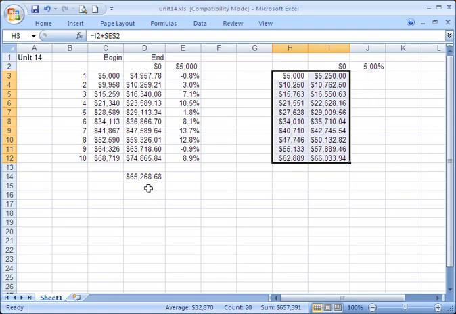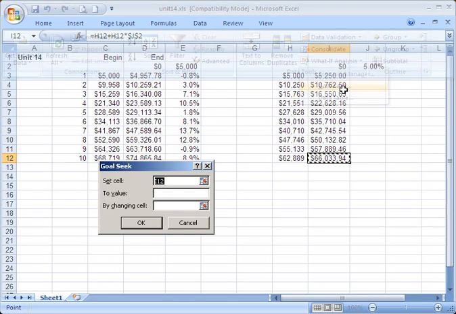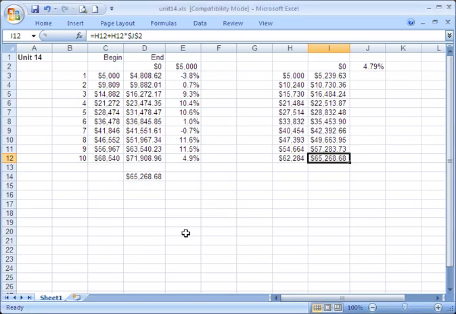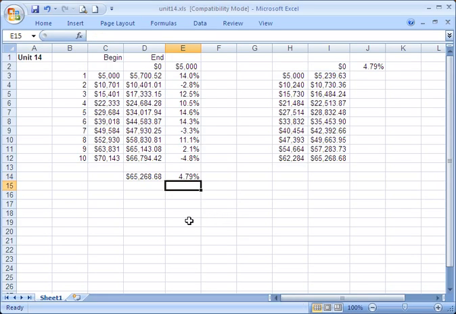This percentage is a little bit better than what we really did in the case where we earned $65,268, so we'll need to adjust. We'd like the final answer to be $65,268.68. And the question is, what percentage will get us there? The answer is 4.79%. So, in the first case we looked at, the mutual fund earned an IRR of 4.79%.